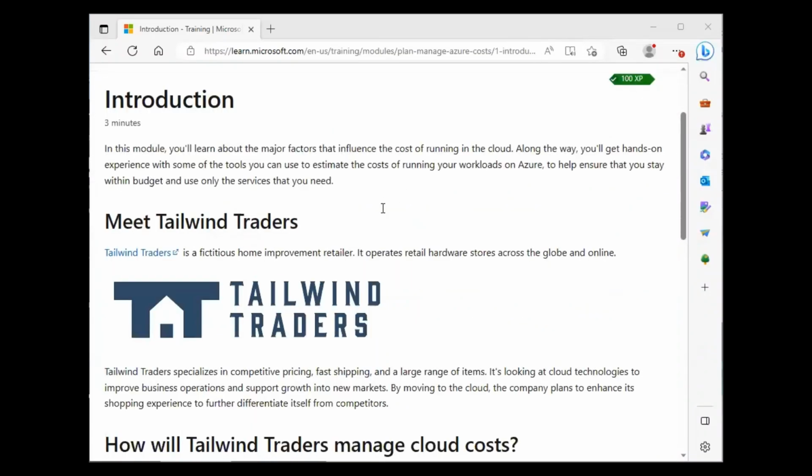In this module, you'll learn about the major factors that influence the cost of running in the cloud. Along the way, you'll get hands-on experience with some of the tools you can use to estimate the cost of running your workloads on Azure to help ensure that you stay within budget and use only the services that you need.